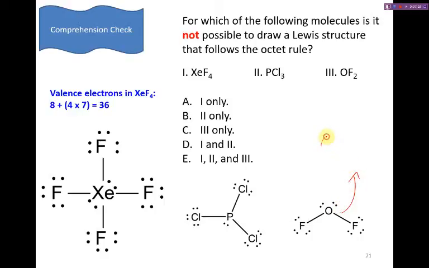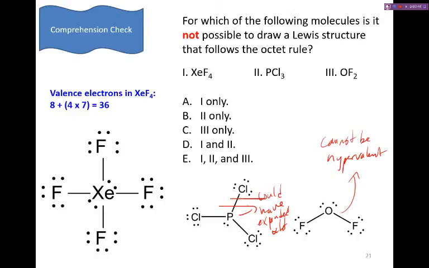In fact, oxygen cannot be hypervalent. It's too small. Phosphorus could have an expanded octet, but it just does not in this case. If we added on a couple extra chlorines, then that would be the case.